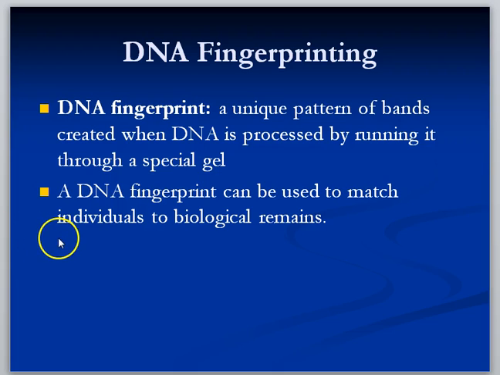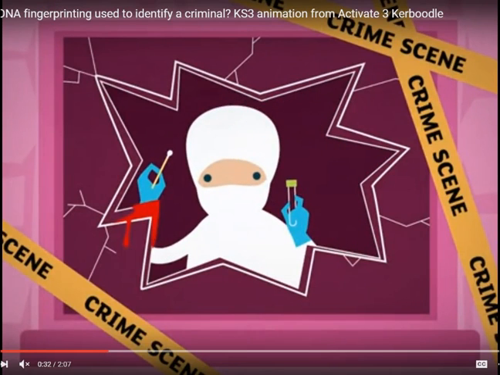We can do what's called DNA fingerprinting, which allows a crime scene investigator to look at a DNA sample left at a scene and use a gel electrophoresis in order to match up an individual with some biological remains. Now, how this DNA fingerprinting is going to work, here's some evidence left at a crime scene.